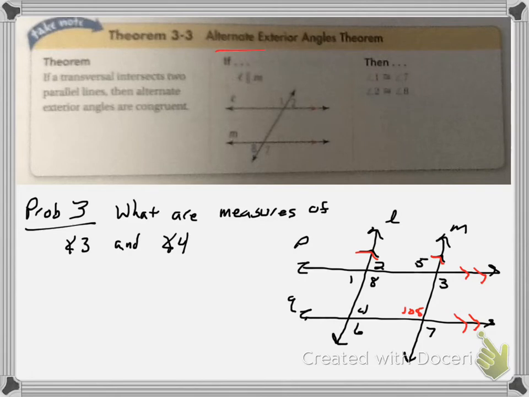Last one is alternate exterior angles. So again, alternating are congruent. So angle 1 is on the exterior, angle 7 is on the exterior. Those are congruent.